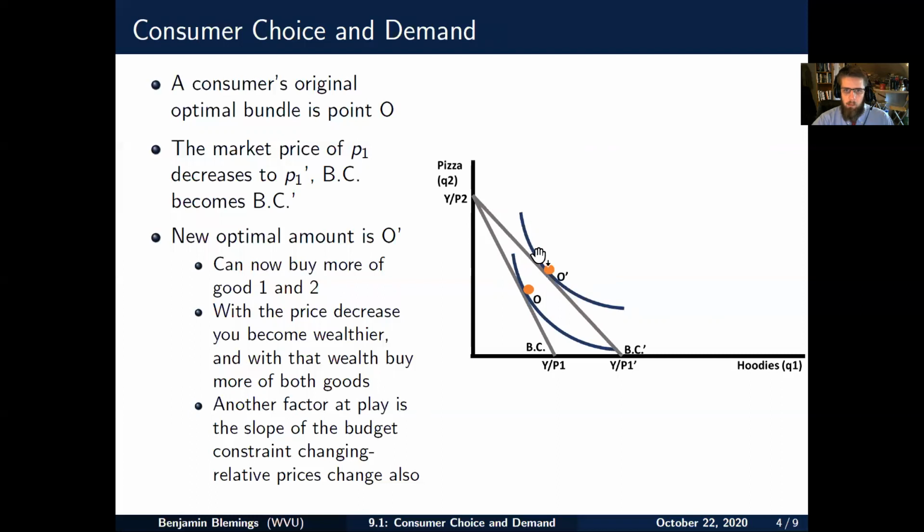We're now buying more of good 1 and more of good 2. With the price decrease, we're becoming wealthier, essentially, and with that wealth we can buy more of both goods. And something we'll cover next class is another factor at play here: the slope of the budget constraint has changed. That means the relative prices of good 1 and good 2 are different now, and so we substitute between them differently, giving rise to a substitution effect.